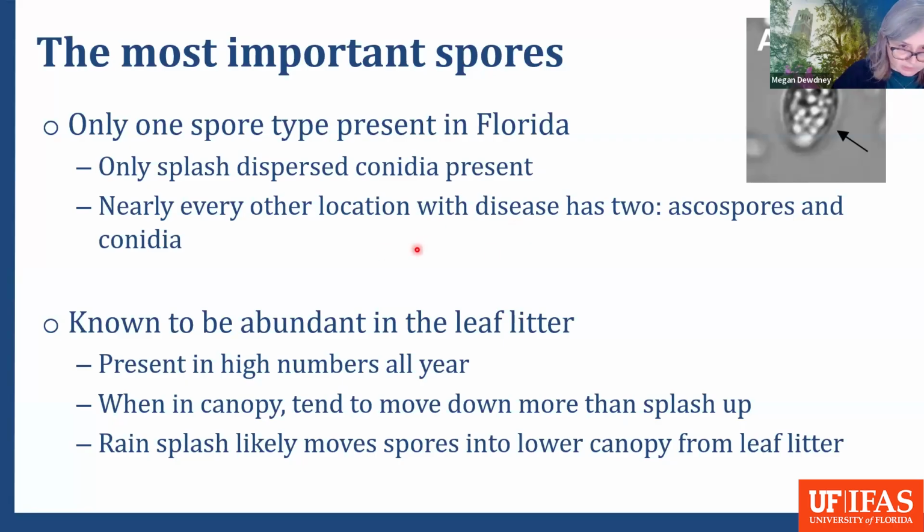Nearly every other location with the disease has two forms of spores, the ascospores, the sexual spores that move on wind, and conidia. We know that these conidia are extremely abundant in leaf litter, and they're there all year. When they are in the canopy, they tend to move down more than splash up, which is logical when they move with water. But we suspect that rain splash is likely moving spores into the lower canopy from the leaf litter, and we don't know if it's using the leaves, as it's asymptomatic, to sort of springboard up into the higher canopies, because we certainly see black spot all the way to the top of the trees.